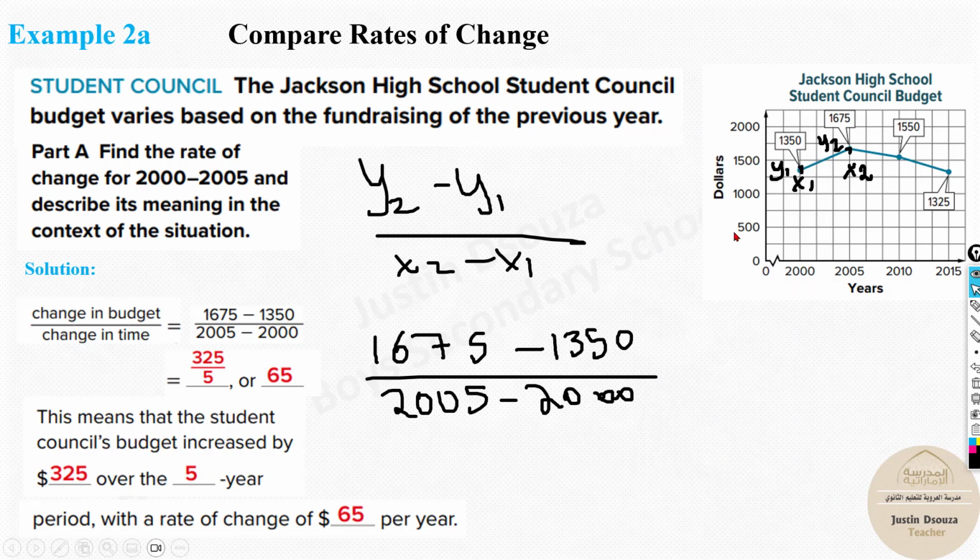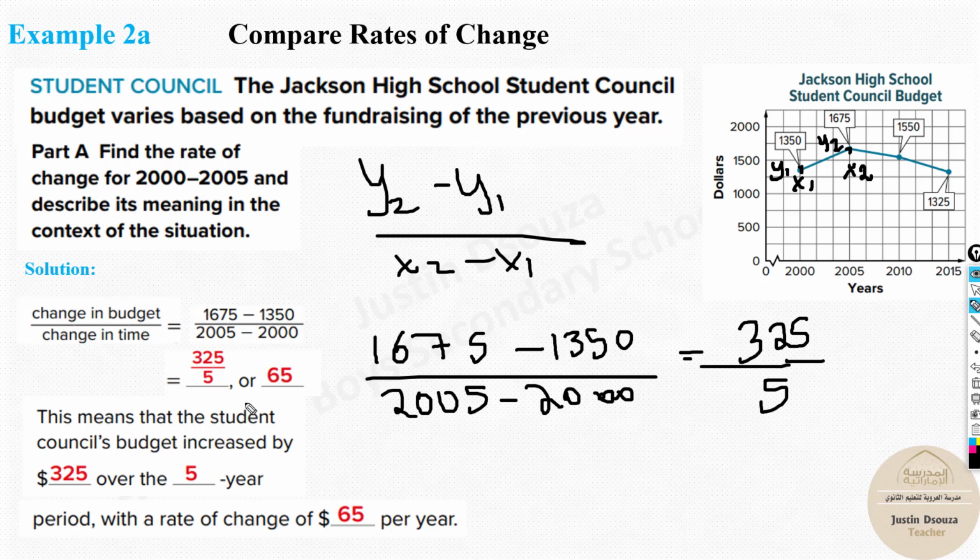It says, where are we? Over here, this means that the student council budget increased by 325 every 5 years. Why have they told 325? Now you can see when we subtracted this, we got 325 divided by 5. This is just for understanding. So in 5 years, it increased by $325. But for 1 year, how much is the increase? The linear increase would be $65 on average.